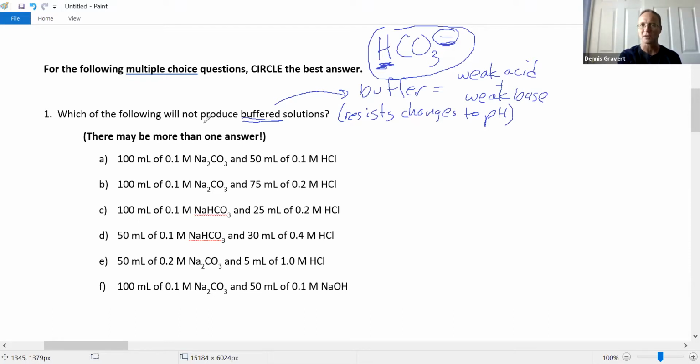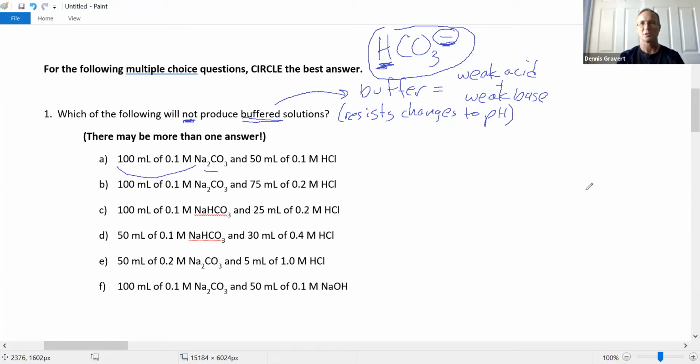Solutions, do you get a buffer? And read the question carefully because I might change it on the exam. It might say, hey, which ones do produce buffers? This one says, no, which ones don't? So what's going on here? Well, you've got so much of this thing. Yeah, what is that thing?